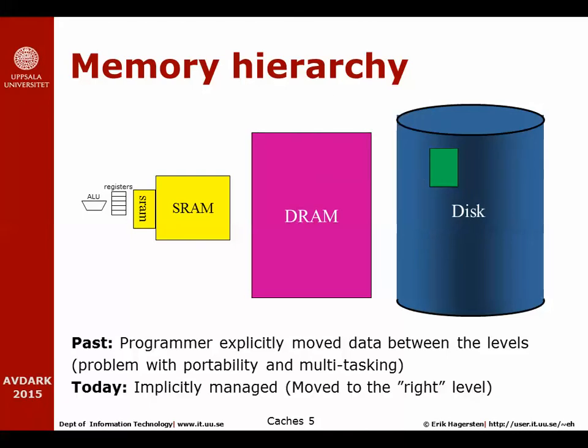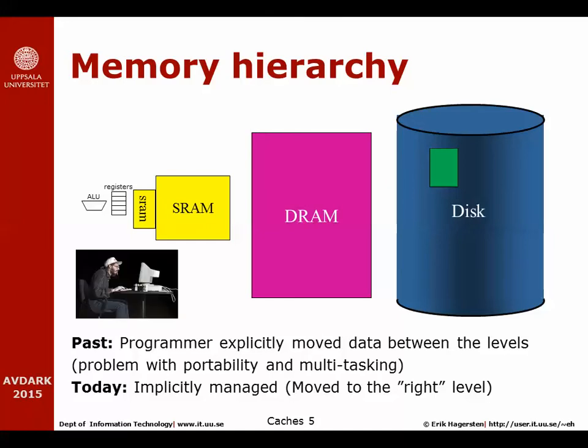So instead, what we have today is an implicitly managed memory hierarchy where the programmer actually doesn't need to know anything about this memory hierarchy. The data will automatically, by magic, be moved to the right level in the cache hierarchy. So in some sense, the programmer will believe that it has all the data at its fingertips, while what actually is going on is lots of movements of data in the hierarchy.